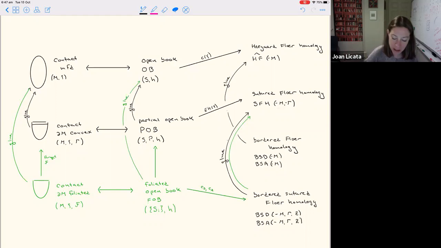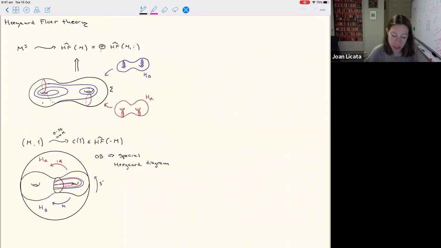So let me give an unreasonably crash course in the HKM construction of contact invariance, and this is the one that we're going to adapt to give us the contact invariant in the bordered sutured Floer homology from the foliated open book. Okay. So the starting input data for constructing a Heegaard Floer theory is a Heegaard diagram.